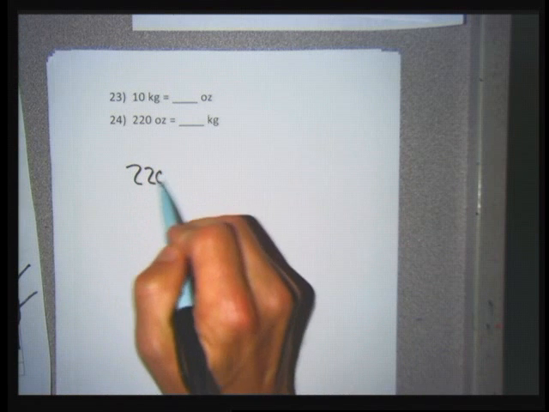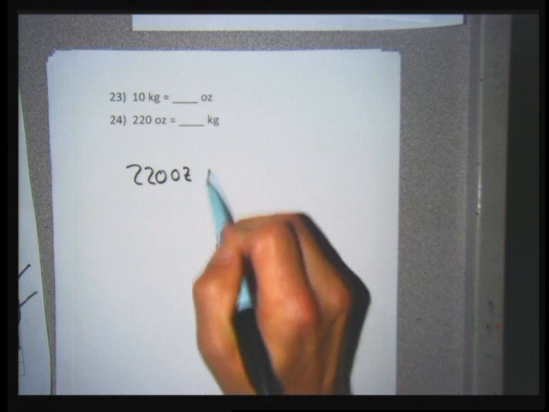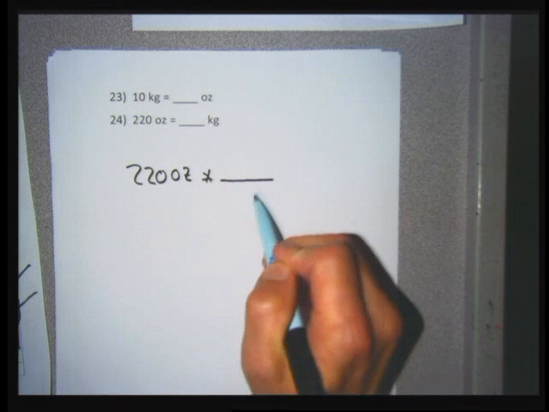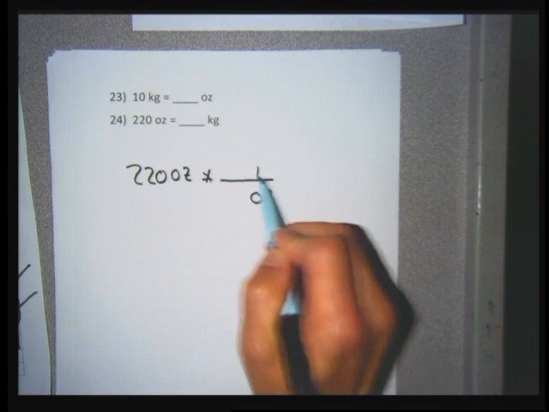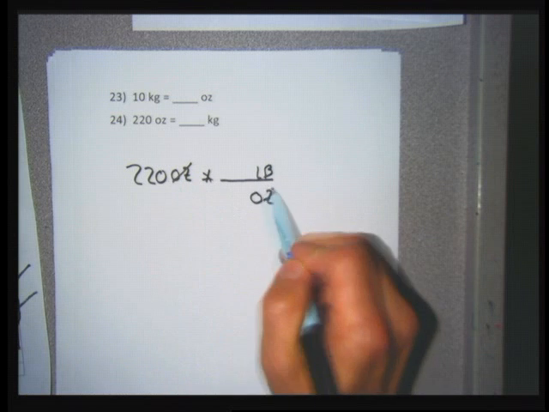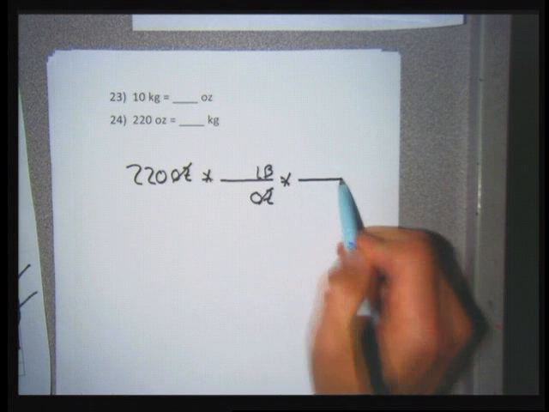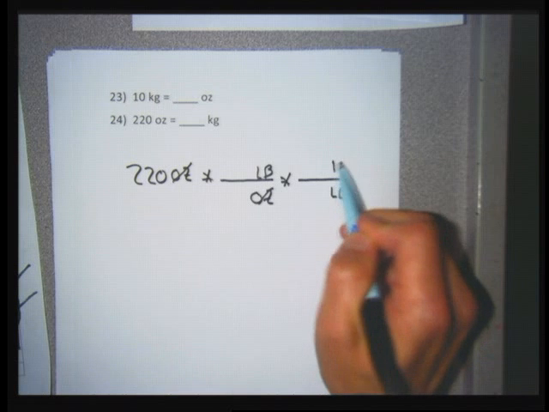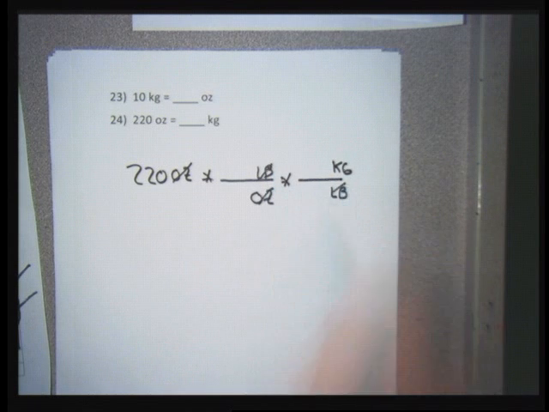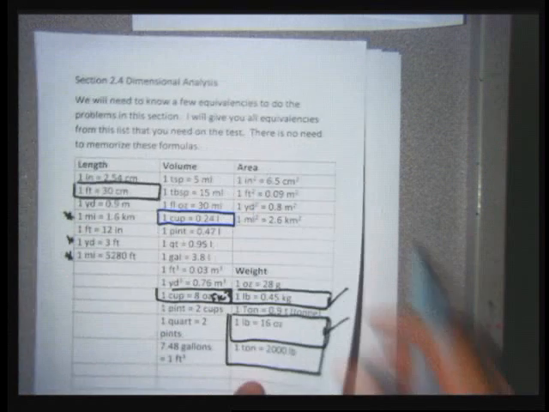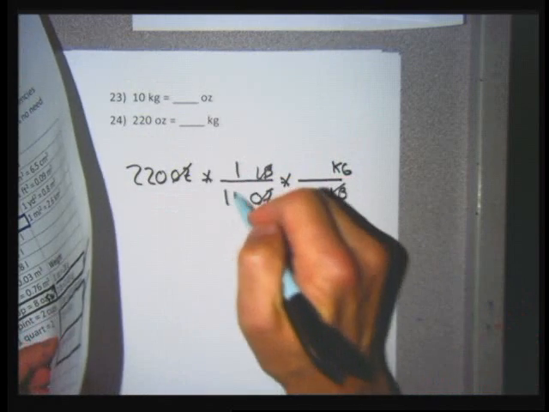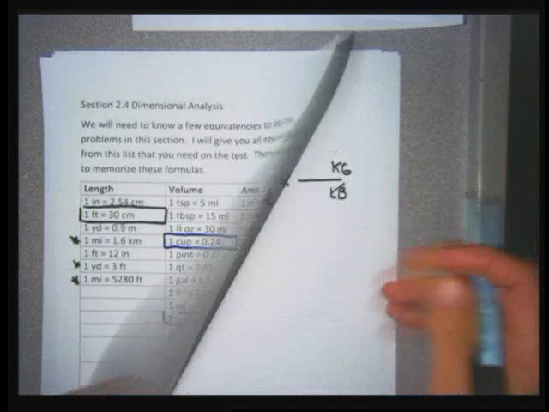And mine's starting out with ounces, so the first thing I'm going to do is get rid of the ounces and wind up with pounds. The ounces are going to cancel. Then I'm going to get rid of the pounds and wind up in kilograms. And the kilograms are going to cancel. So my units are all knocked out. I just need the numbers in here. So pounds and ounces, 1 pound is 16 ounces. And then kilograms and pounds, 0.45 kilograms is 1 pound.